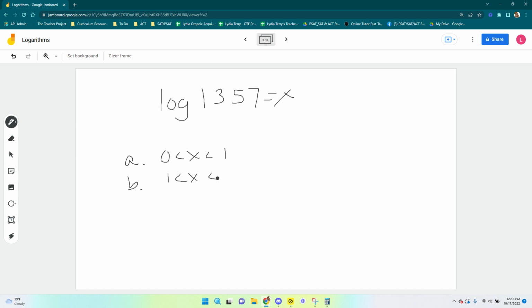Less than 1, greater than 1, less than 2, greater than 2, less than 3, A, B, C, D, greater than 3, less than 4.